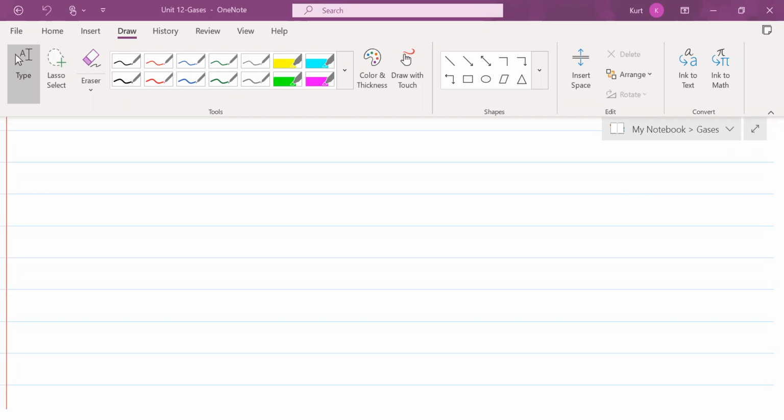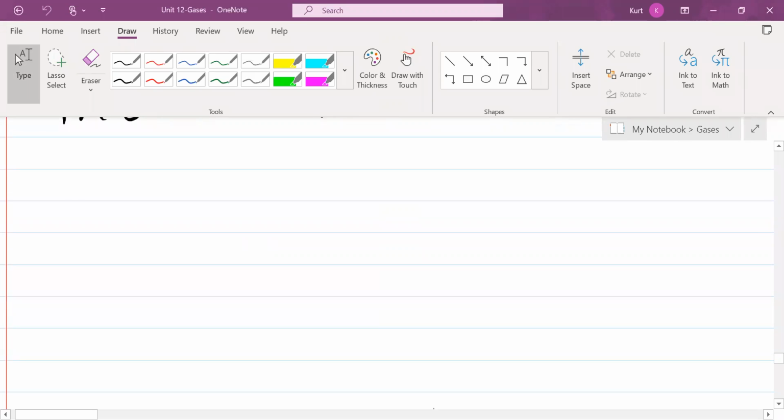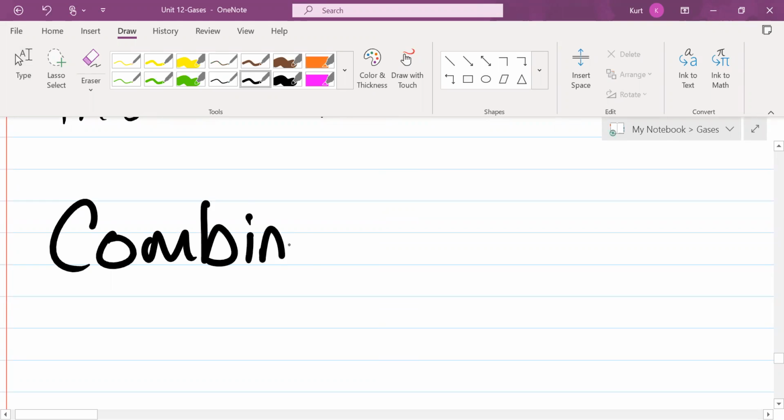Okay, the calendar says we're doing the ideal gas law and the combined gas law. We're just going to do the combined gas law today. We'll do the ideal gas law tomorrow. So today is the combined gas law.